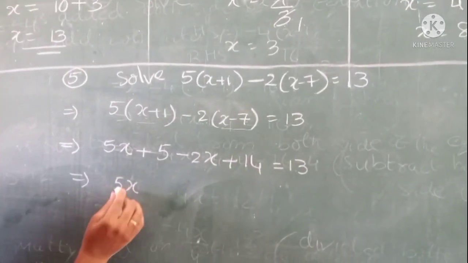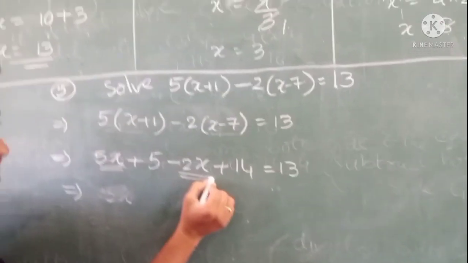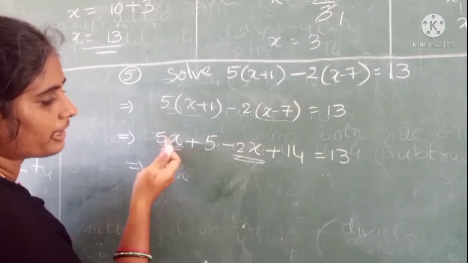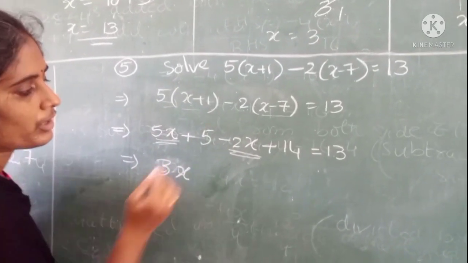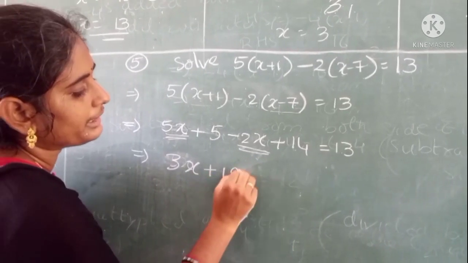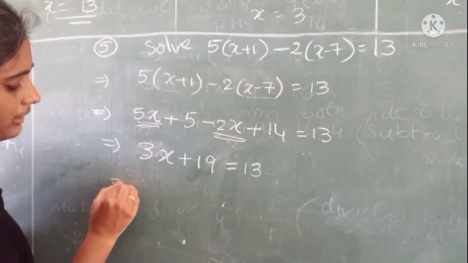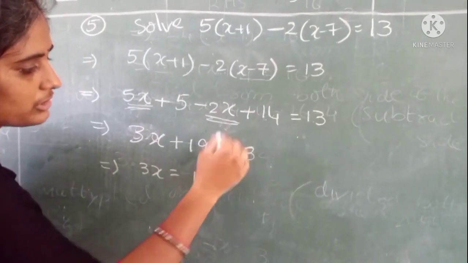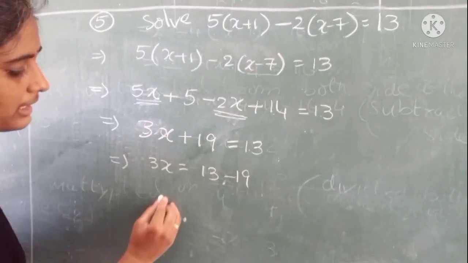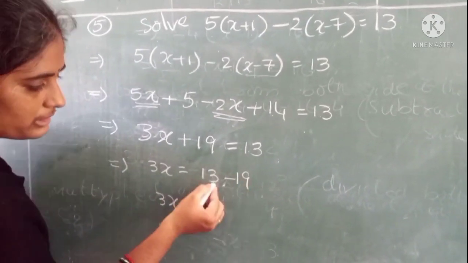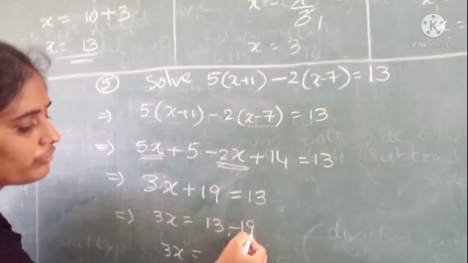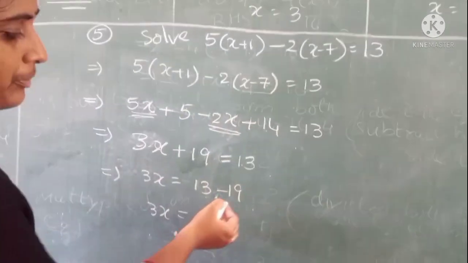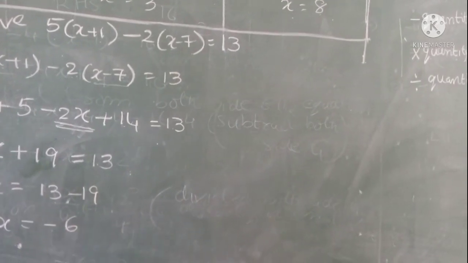5x and minus 2x. 5x minus 2x becomes 3x. 5 plus 14 is 19 equals 13. 3x equals 13 minus 19. 13 is the smaller number and 19 is the bigger number, so we subtract and put the minus symbol. So I get the answer minus 6.